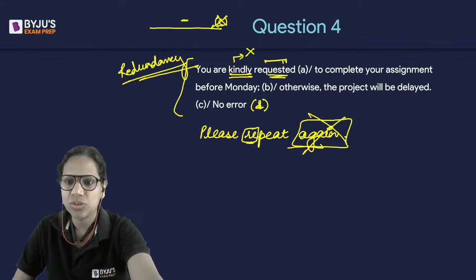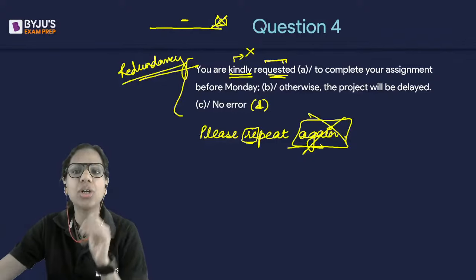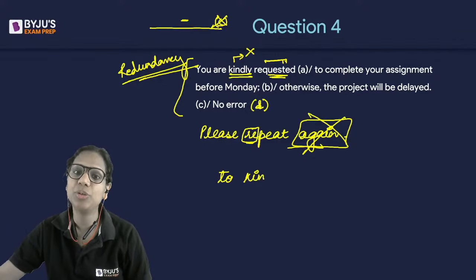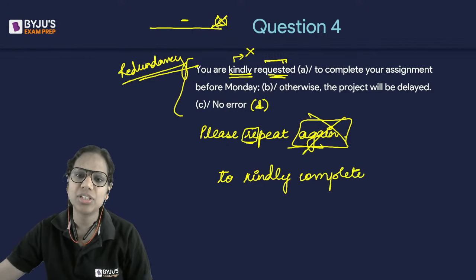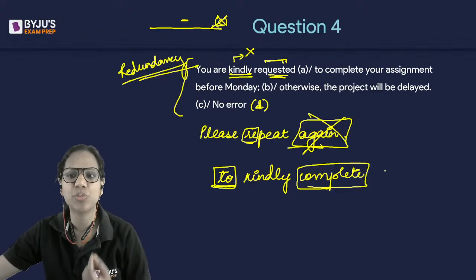No, no, no. Ujjwal, to kindly complete, no. That is erroneous. Kindly is not required at all. Moreover, we will not put kindly between to and complete. When we have such an expression, it's called an infinitive, right? To complete, to plus the base form of the verb. This is known as an infinitive.